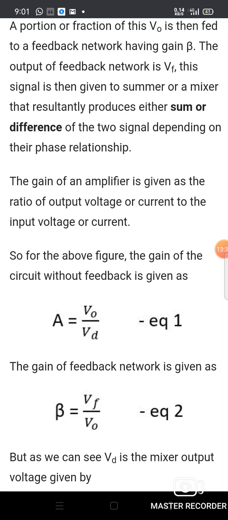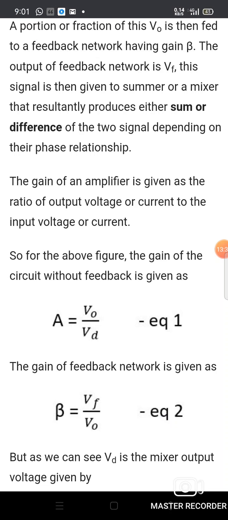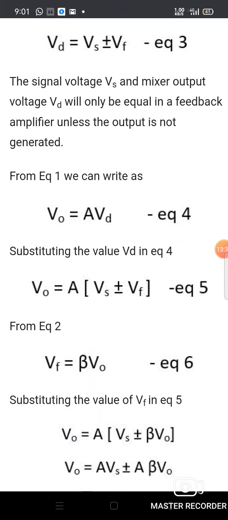Next, Vd is the mixer output voltage, given by Vs plus or minus Vf. Vd is the comparator, that is, the mixer, which mixes the two signals, Vs and Vf. They are considered with the two signs between the two variables in equation 3, right?